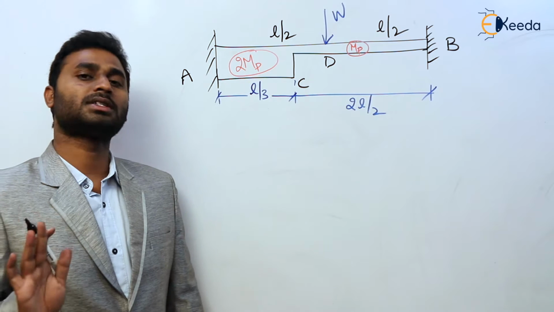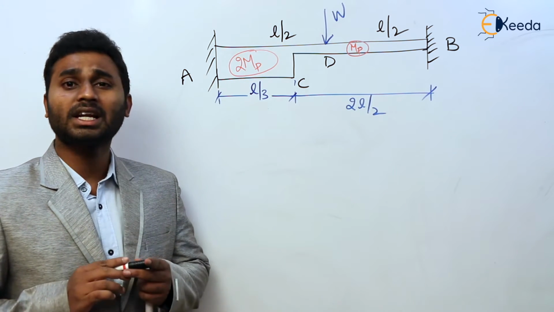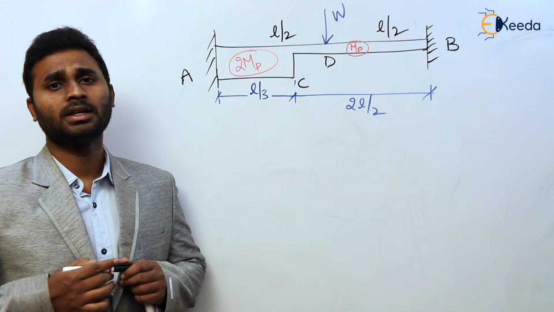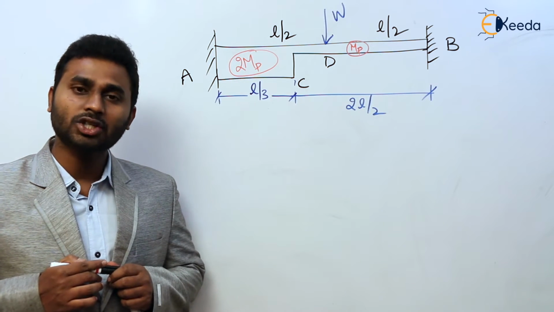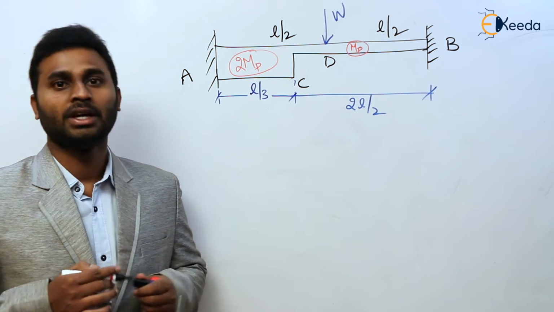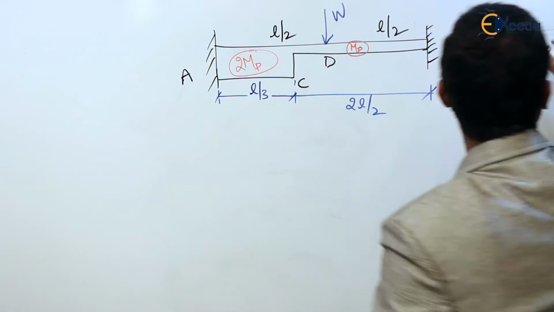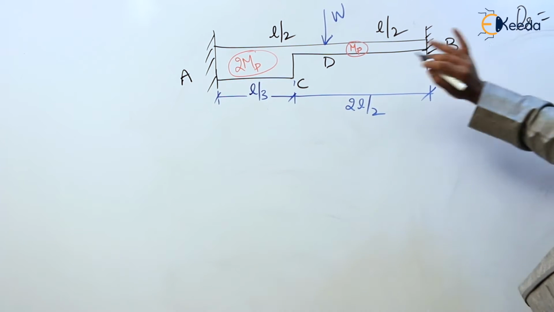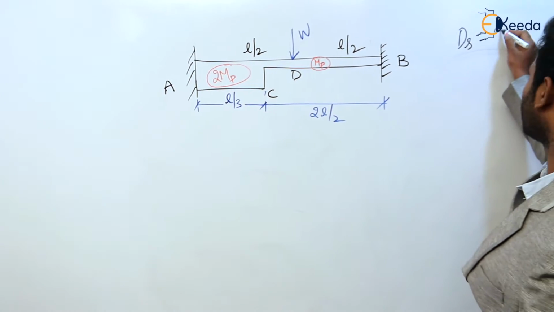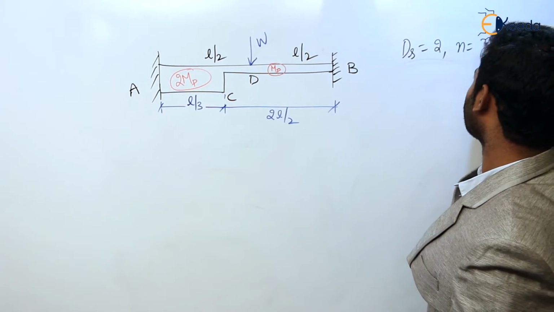So again, what is the first step in the calculation of collapse load, everyone? The first step is finding out the DS. It is a fixed beam, so what is the DS for a fixed beam? For a generalized loading, it is 2. Now the number of plastic hinges required is 3.